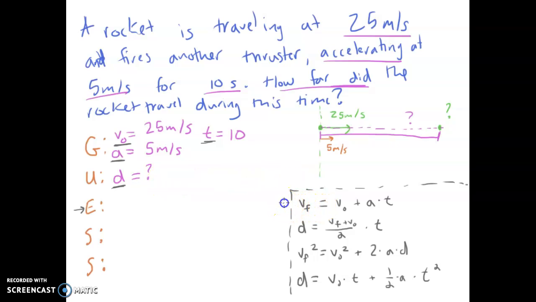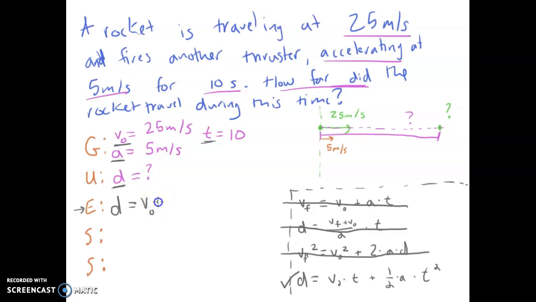Well, VF, that's wrong. There's no VF here. D, okay, I've got displacement. There's another VF. This one's wrong. Again, another VF. That's wrong. So let's hope this last equation's right. If it's not right, it means I've done something wrong, or I need some more equations. Here we look at displacement. We've got D. We have V naught. We have T. Great. We have A and we have T squared. So this equation does work for us.